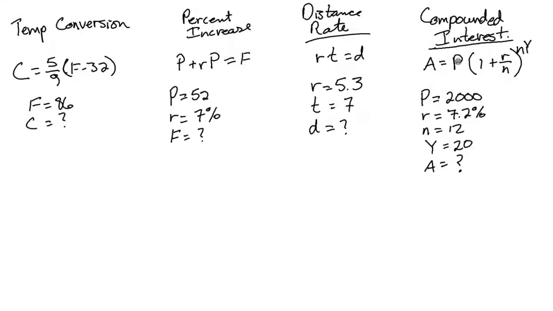This is if you start with a certain amount and then compound it at an interest rate for a certain number of times, in this case monthly, for 20 years, what is the final amount? These formulas have been provided for you. Go ahead and stick these numbers in and see if you can get the answers. Go ahead and pause the video and press play when you're ready to go again.